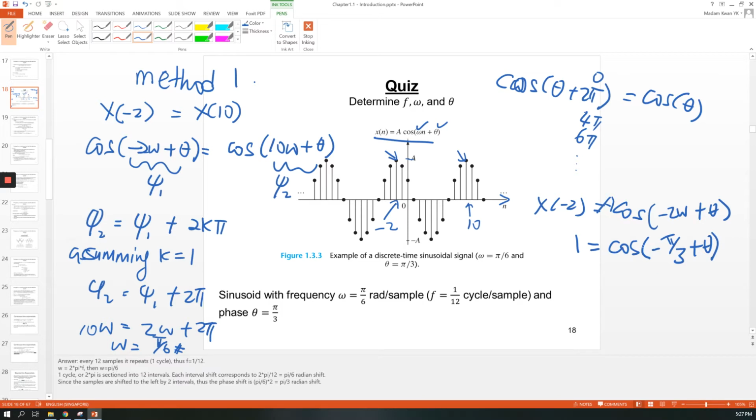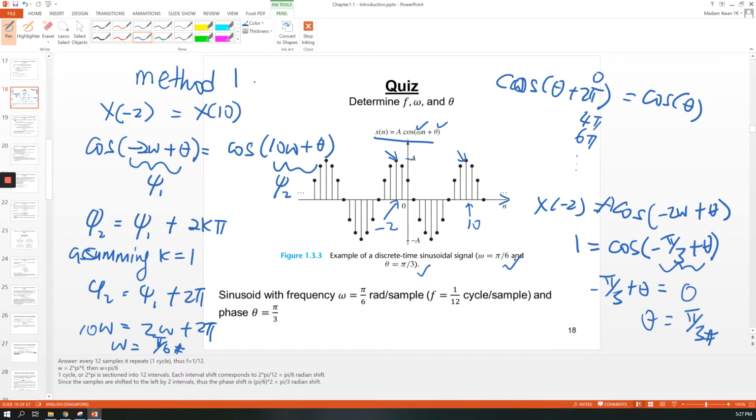Now the question is, cosine of this angle equals 1. So what angle is this? The angle of minus pi over 3 plus theta must equal 0, or 2 pi, or 4 pi, right? Then this one can move over, and we get theta equals pi over 3. So this is the answer.